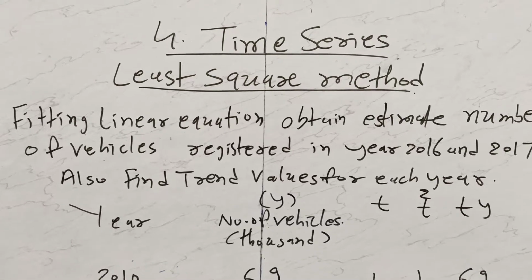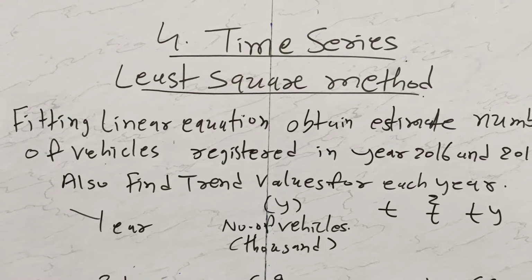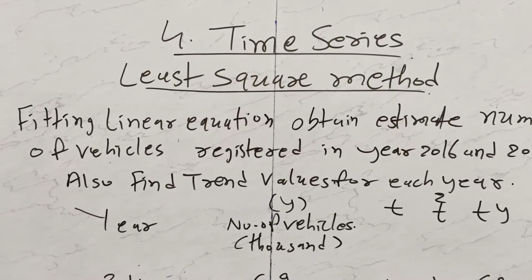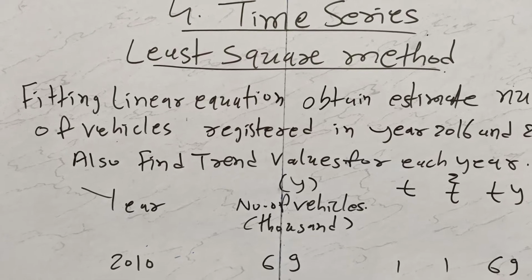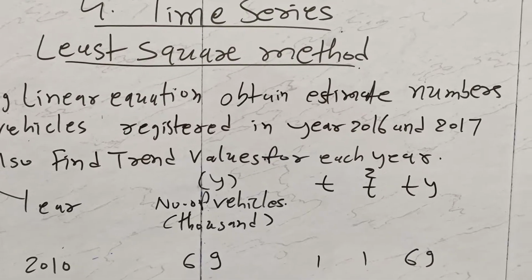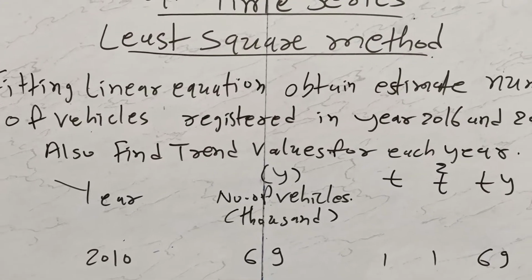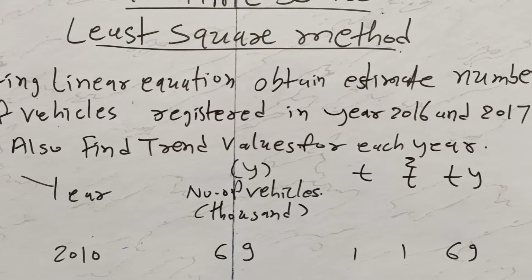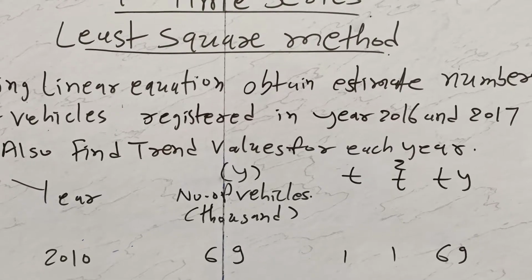Good morning, friends. Let's repeat the least square method and strengthen it. Look, the instruction is: fit a linear equation and obtain estimated numbers of vehicles registered in the years 2016 and 2017.